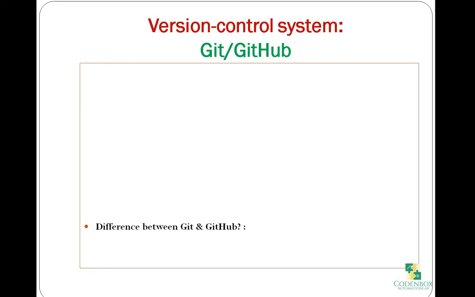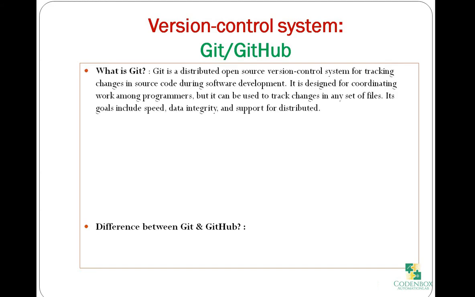And Git or GitHub is one of the version control systems, like SVN, Bazaar, and so many other tools. So this is a tool to control your version, to control or store your project's code. So let's see what Git and GitHub are.